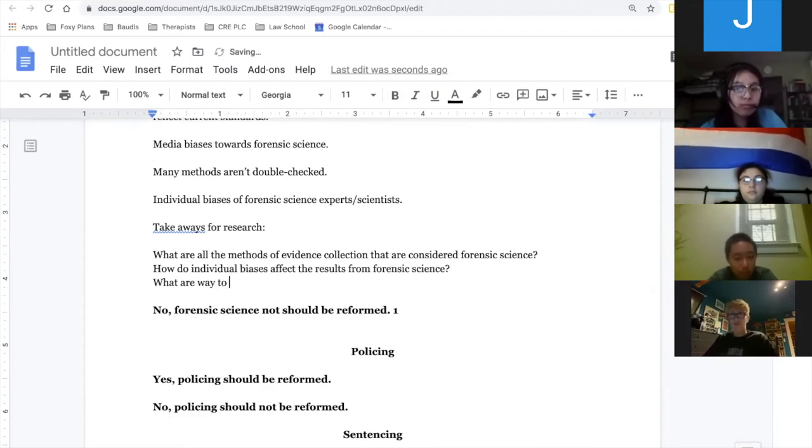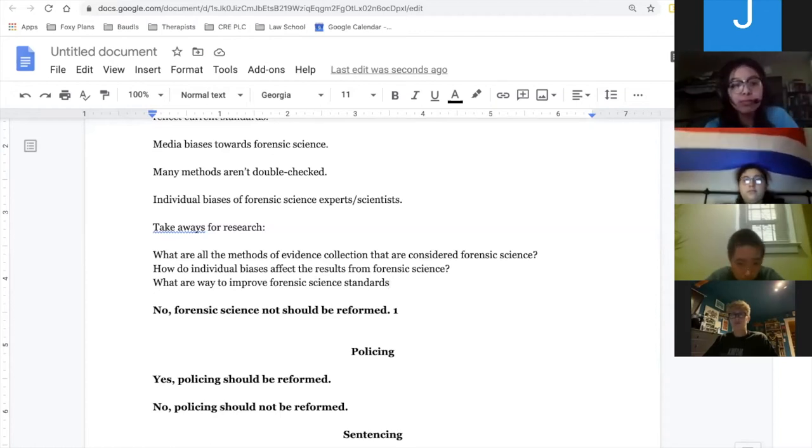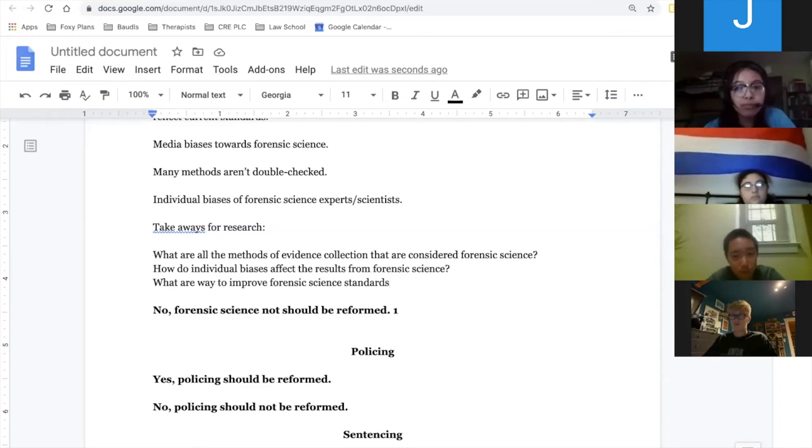What are ways to improve forensic science standards? So I heard some folks mention that they're not double checked, and that we have a lot of complications even in some of the methods that seem like they are maybe some of the better methods of forensic science. So there are probably people in the field and outside of the field who are related to it in some way that have considered or made some suggestions about how to make it better.